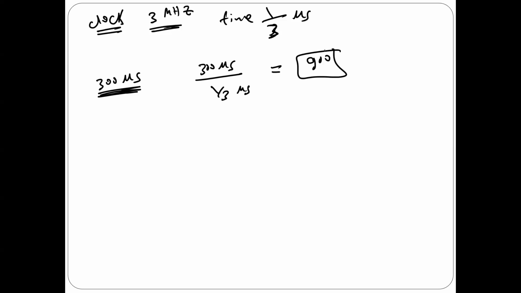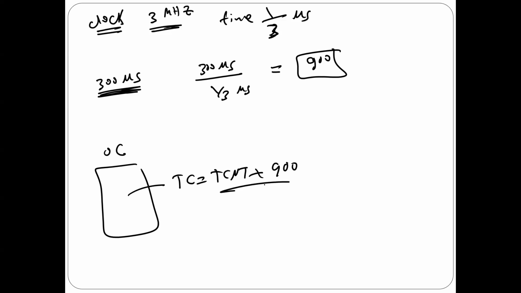Is that okay? So all I'm going to do, very simple, is that in the output compare interrupt subroutine, I'm going to say TC should equal TCNT plus 900. Is that okay? So TCNT is here. I'm going to say, please interrupt after 900. 900 counts are going to be equivalent to 300 microseconds.